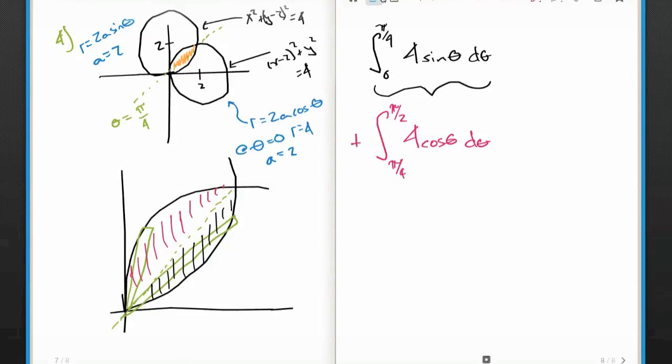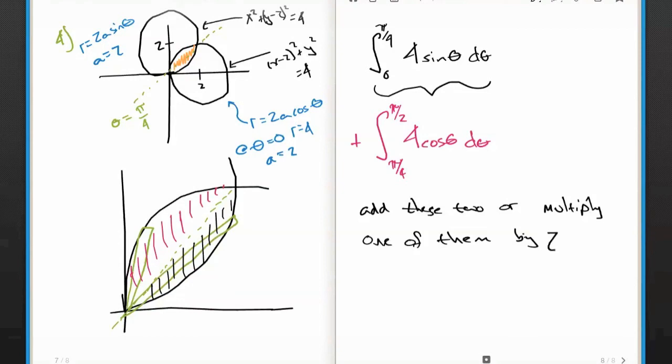Or another acceptable solution would be, let me get rid of this. So add these two. Or multiply one of them by 2. All right. So that's number 4.